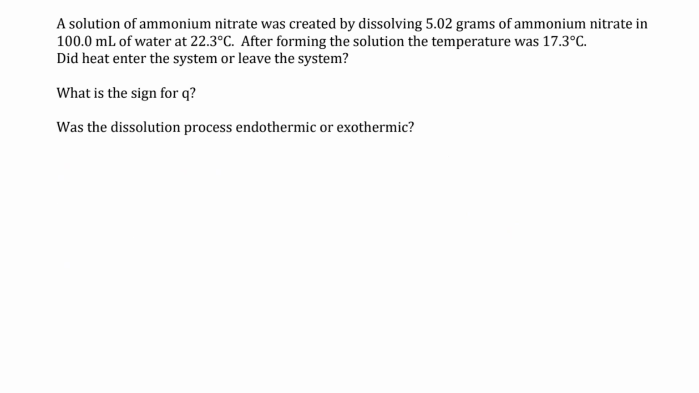A solution of ammonium nitrate was created by dissolving 5.02 grams of ammonium nitrate in 100 mLs of water at 22.3 degrees Celsius. After forming the solution, the temperature was 17.3 degrees Celsius. Did heat enter or leave the system? What is the sign for Q? Was the dissolution process endothermic or exothermic?